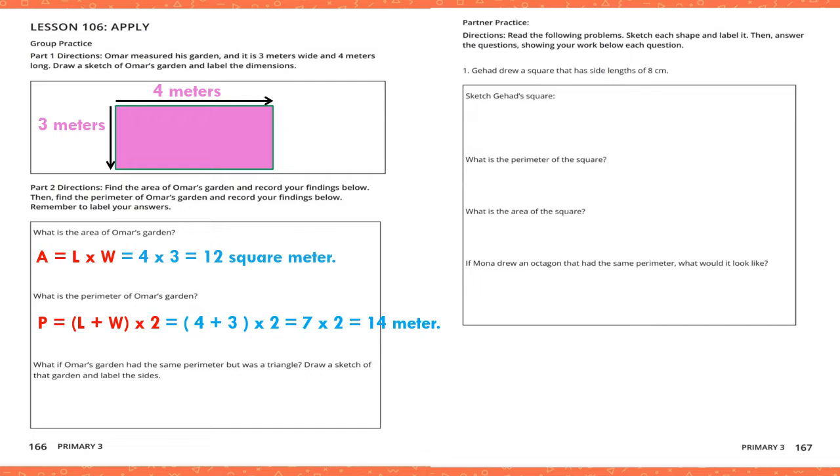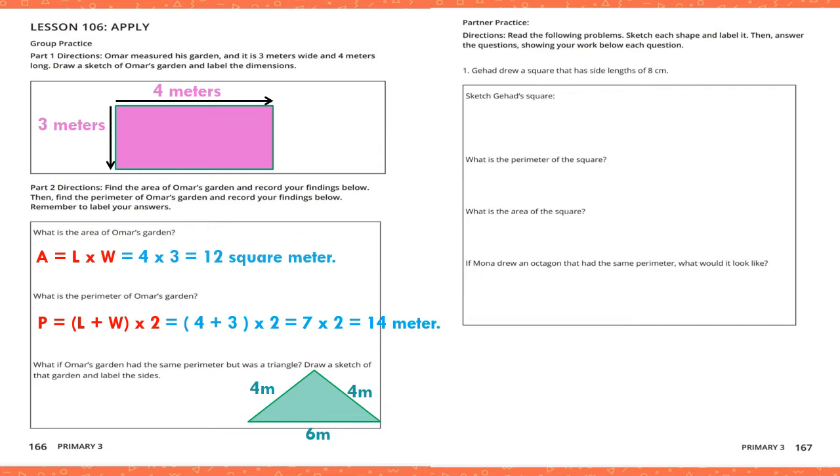But what if Omar's garden had the same perimeter but was a triangle? We will divide 14 into 3 numbers. 4 plus 6 plus 4. Let's move to the next one.